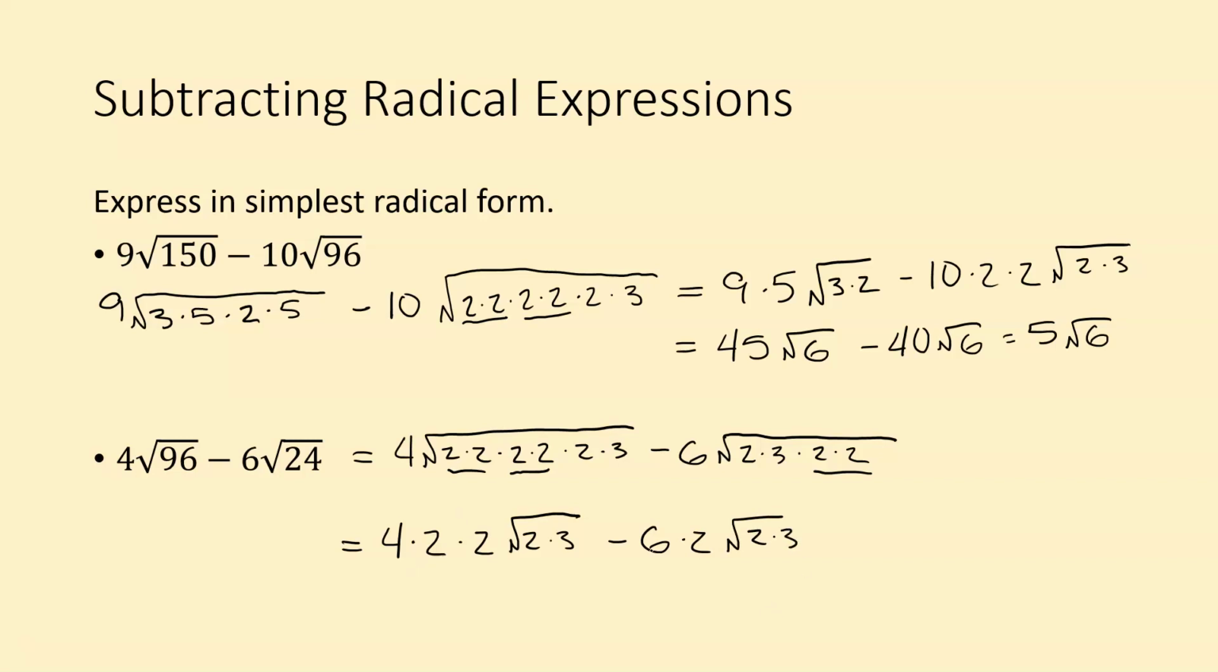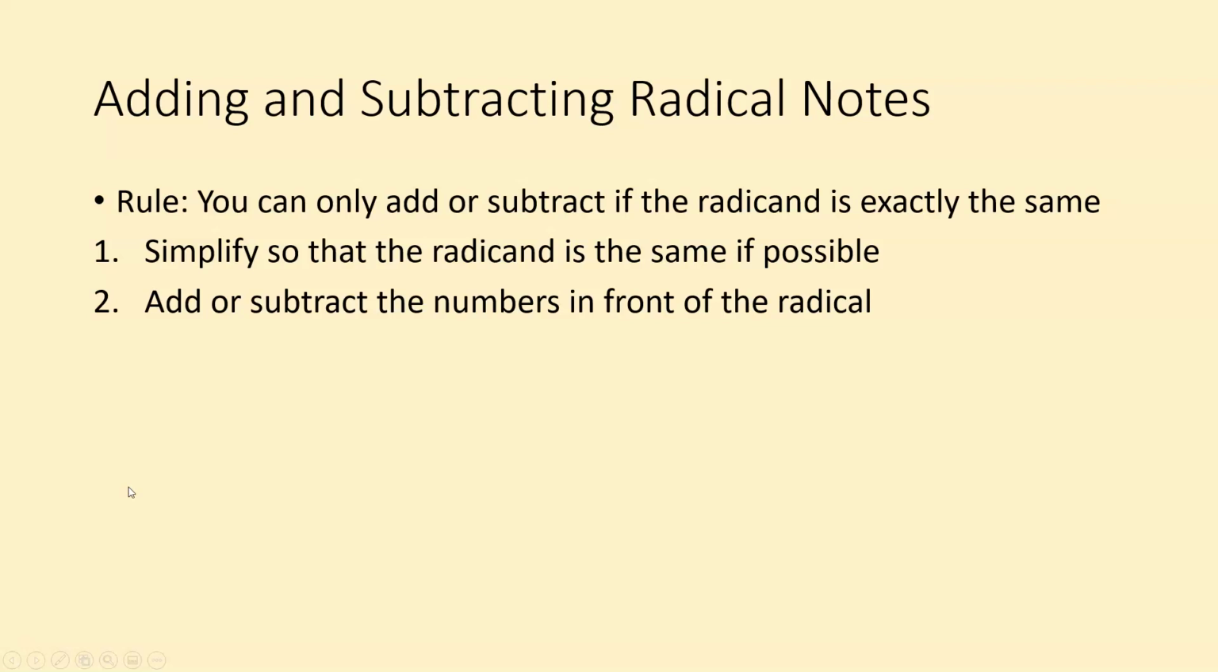We want to make sure we multiply these numbers out in front before we subtract them. So 4 times 2 times 2. 4 times 2 would be 8, times another 2 would be 16 root, and then 2 times 3 is 6. Minus 6 times 2 would give me 12 root 2 times 3 is 6. So 16 minus 12 would give me 4, and I want a root 6 here on the end. Make sure you have both of these examples down.